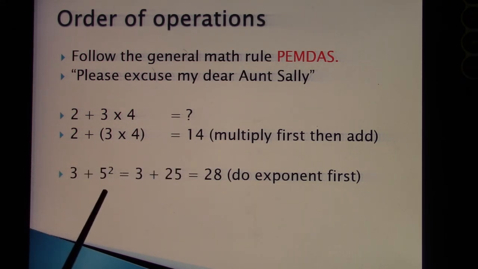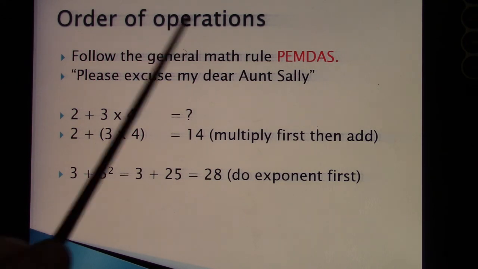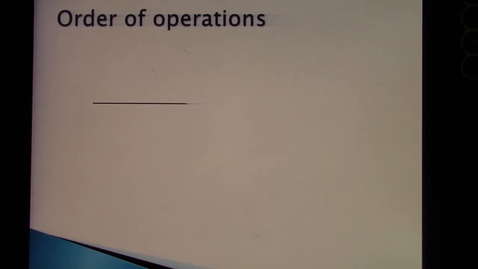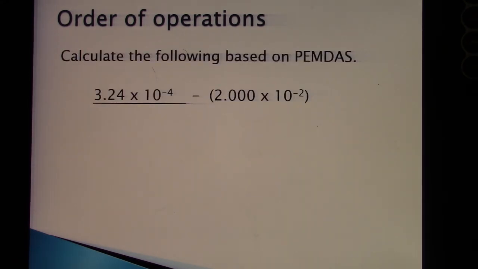If you have exponents, you do that first. So 5 squared is 25, plus 3 is 28. Just follow that order when you're doing math problems and science also. So let's try that problem there with the exponents. Calculate the following based on PEMDAS.